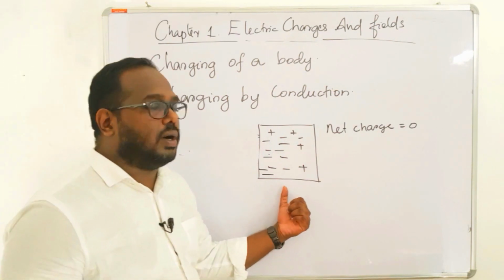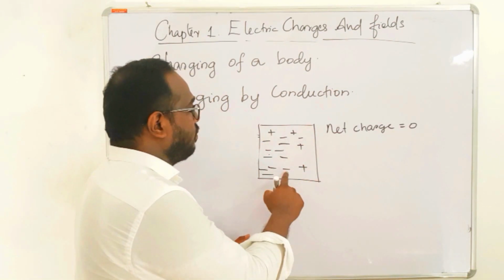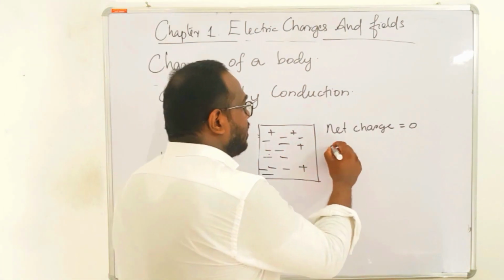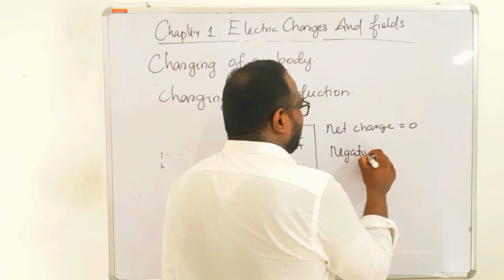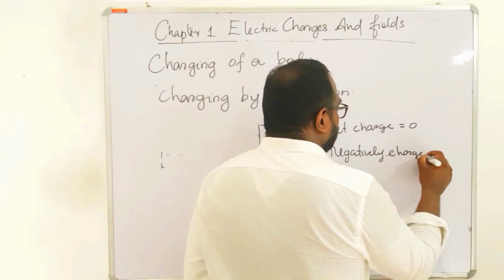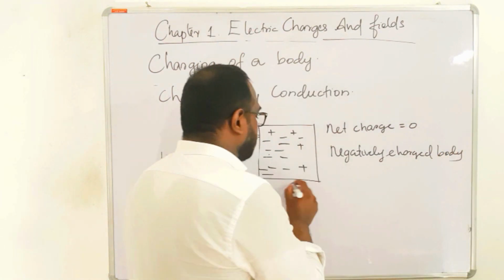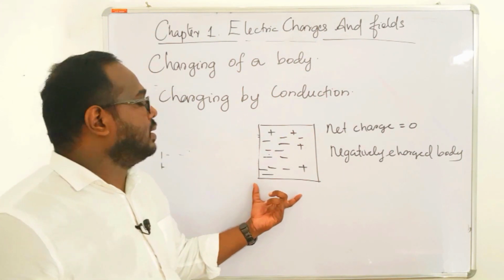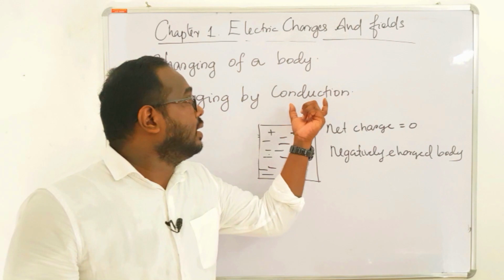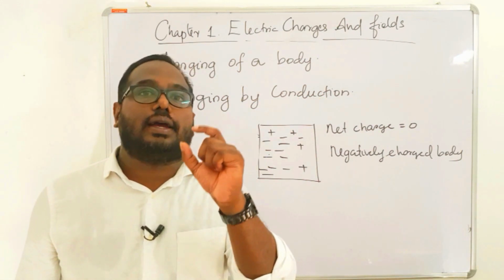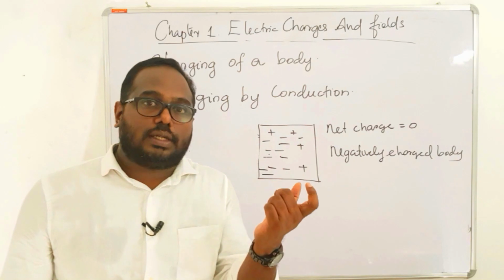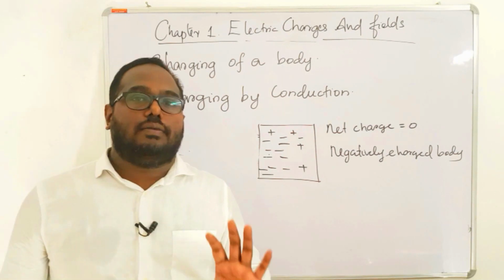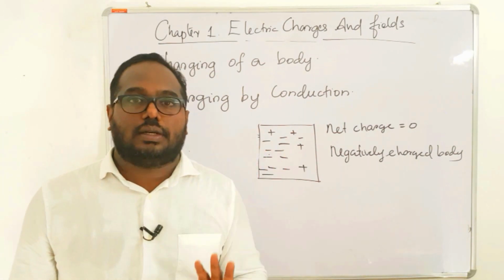This object is now, what is the net charge? Look at this: 1, 2, 3, 4 protons only, and 1, 2, 3, 4, 5, 6, an excess of negative charges there, right? So we can say this is a negatively charged body. So this is the process, okay? This is the method of charging by conduction. There should be direct contact between the object which is to be charged and the charging body. If there is contact, we can say it is charging by conduction.